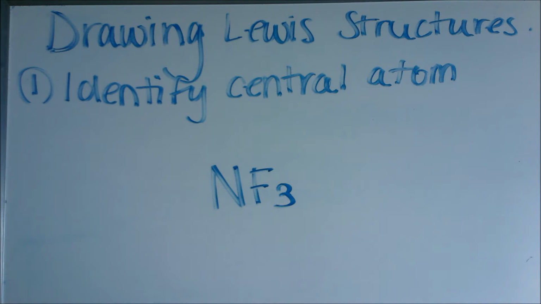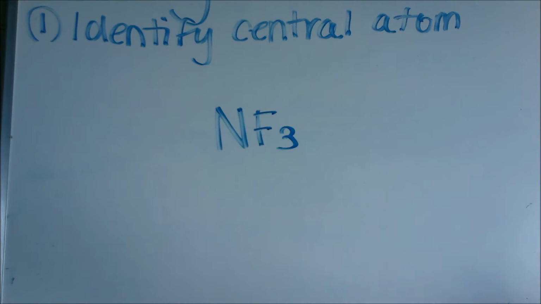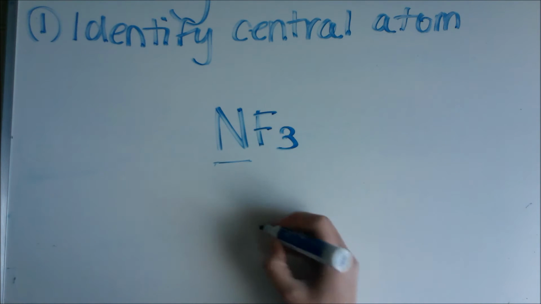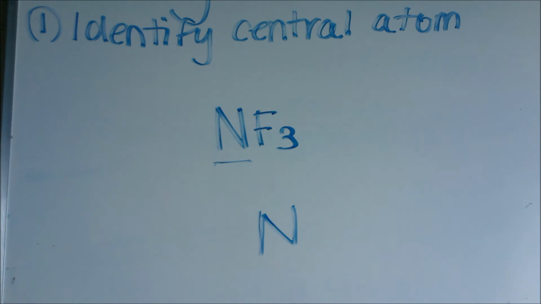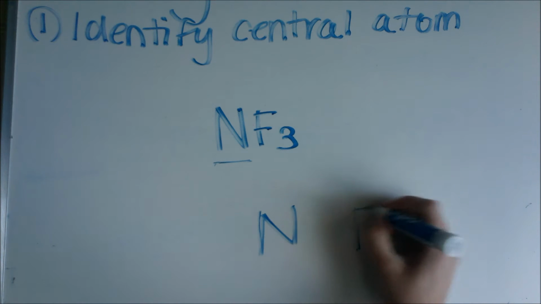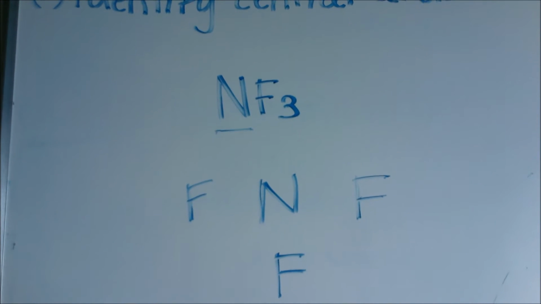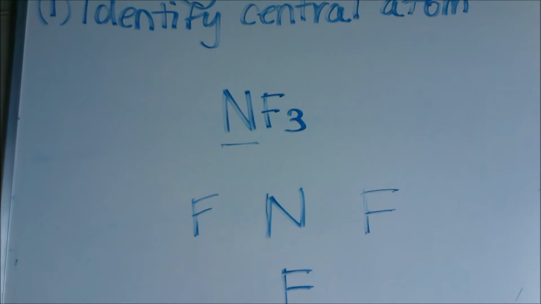The central atom, the one with the lowest electronegativity, is nitrogen. So nitrogen will be in the middle. Around it, we will distribute the 3 fluorine atoms. Step 1 is finished.